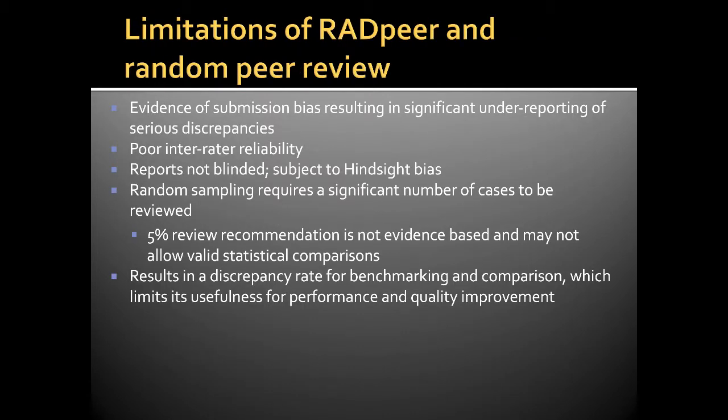The reason I don't talk about random peer review and RADPEER is because this is not an effective approach to identify and learn from errors. There are a number of limitations that limit the usefulness of RADPEER. These include evidence of submission bias resulting in significant underreporting of serious discrepancies, poor inter-rater reliability, reports not being blinded and subject to hindsight bias, random sampling requires a significant number of cases to be reviewed, and the 5% review recommendation is not evidence-based and may not allow valid statistical comparisons.